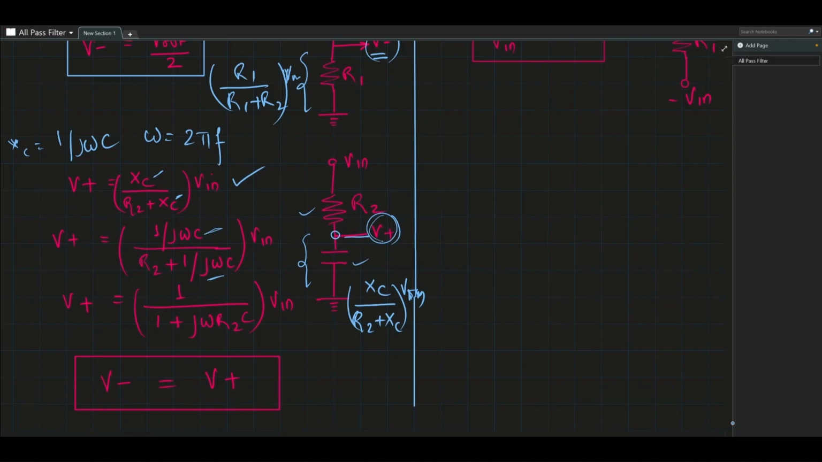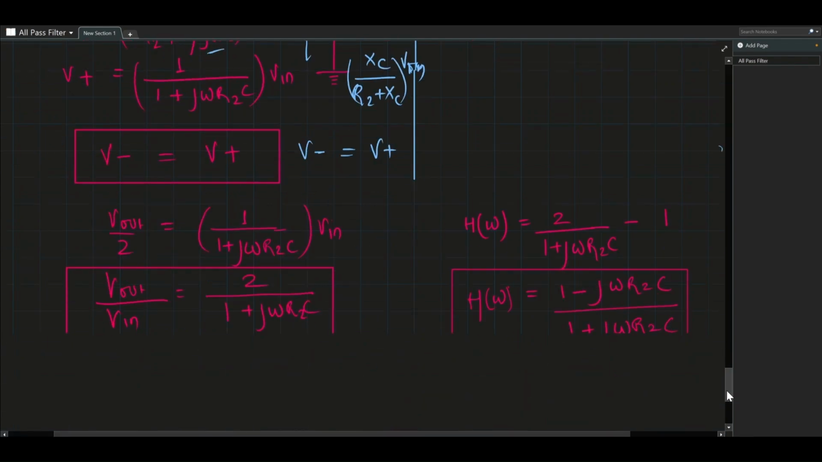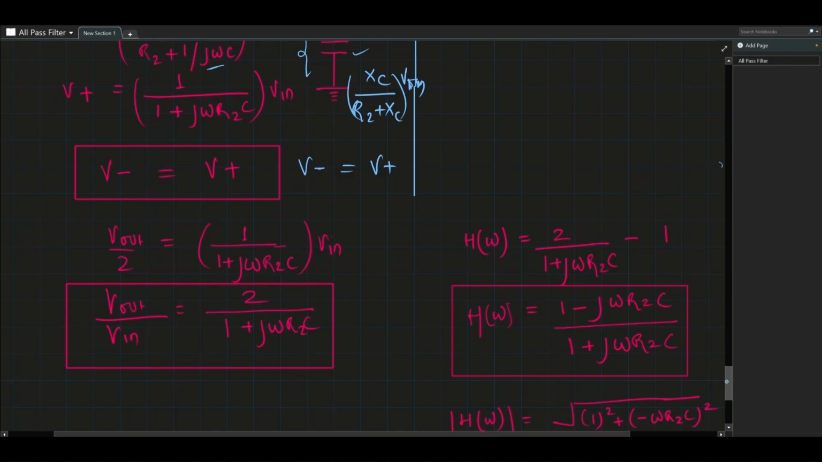Earlier we had figured out the voltage at V minus, and we know that in an op-amp V minus will always be equal to V plus. So we'll use that property and equate both these equations. My V negative terminal was V out divided by 2, and my V plus was as shown on the screen. Then we solve this equation. We basically bring V in to this side and take 2 to the other side, and this becomes my equation number 1.